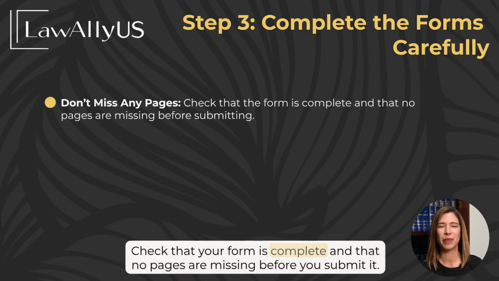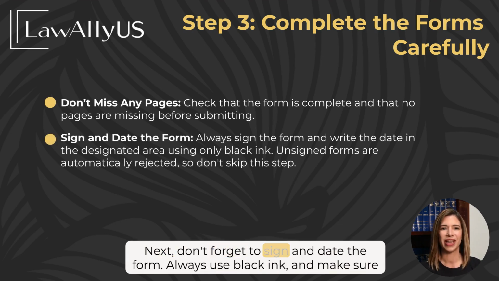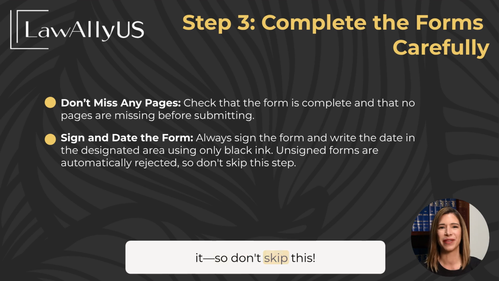Check that your form is complete and that no pages are missing before you submit it. It's a simple step, but really important. Next, don't forget to sign and date the form. Always use black ink and make sure you sign in the space provided. If the form isn't signed, USCIS will automatically reject it, so don't skip this.